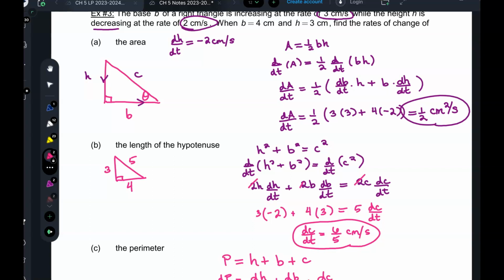So how can I relate these using trigonometry? I can do inverse sine, or sine of theta equals h over c. I could do cosine of theta equals b over c, or tangent. If you do the inverse, they will all work. We'll get the same values. I'm gonna do tangent.